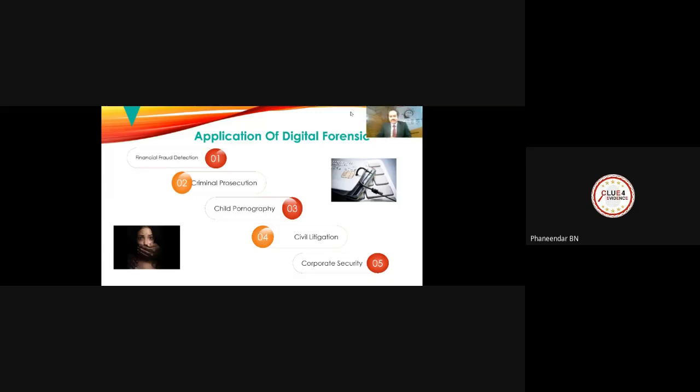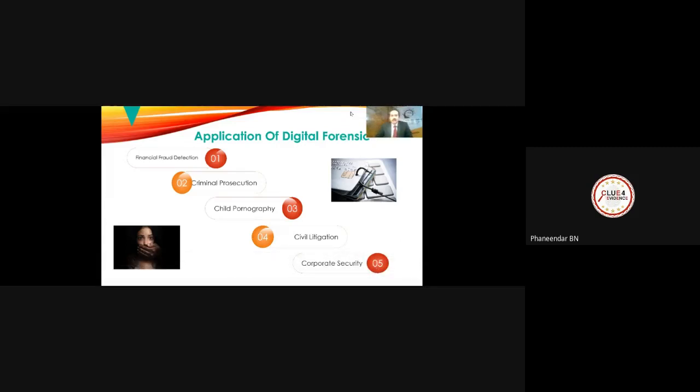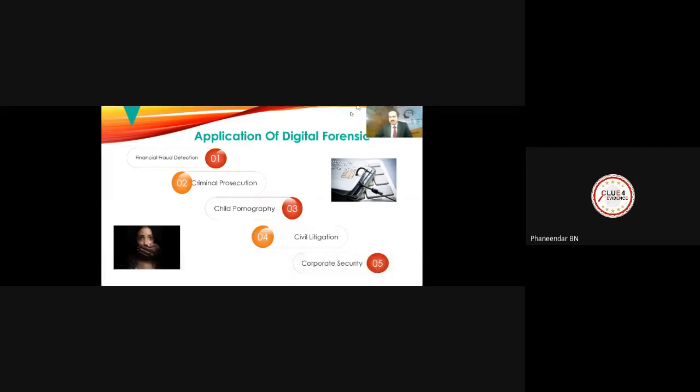Application of digital forensics, probably every one of us here understands, and they don't dispute when I mention that the application of digital forensics includes financial fraud detection. Okay, today for any kind of fraud, the mobile device can be the key for all the investigation of our devices. Second is criminal prosecution. For any kind of prosecution today, we require evidences, and these days we are getting most of the evidences in digital format. Which is also important is child pornography.